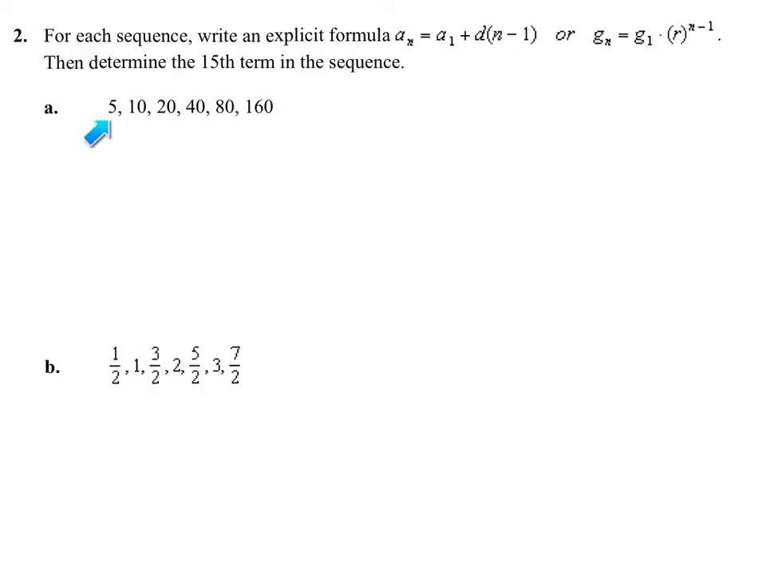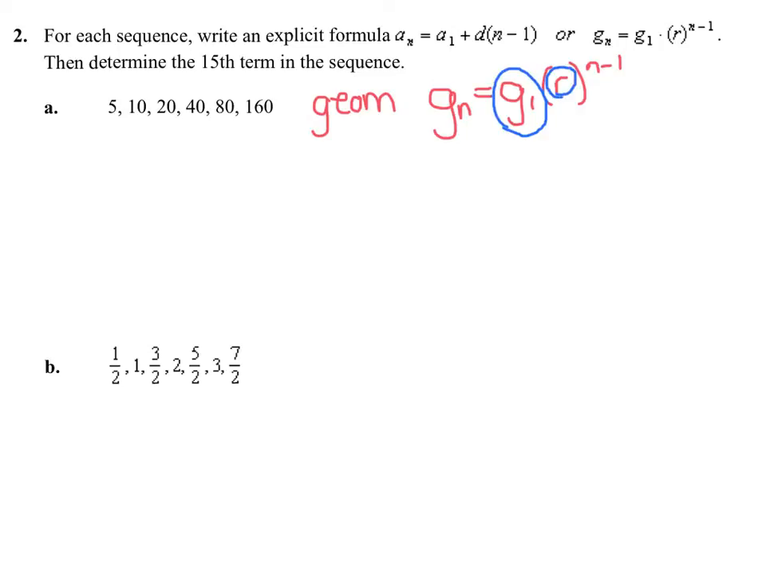So we've got 5, 10, 20, 40, 80, 160. So as you can see, the sequence is getting big, and it's getting big very fast. So we should think it's geometric. So I'm going to write geometric over here, which means if it's geometric, then I need to use G sub n equals G sub 1, parentheses r, raised to the n minus 1. And if I'm writing an explicit formula, the only thing I need to replace is the first term and the r. That is it. So here's my first term.